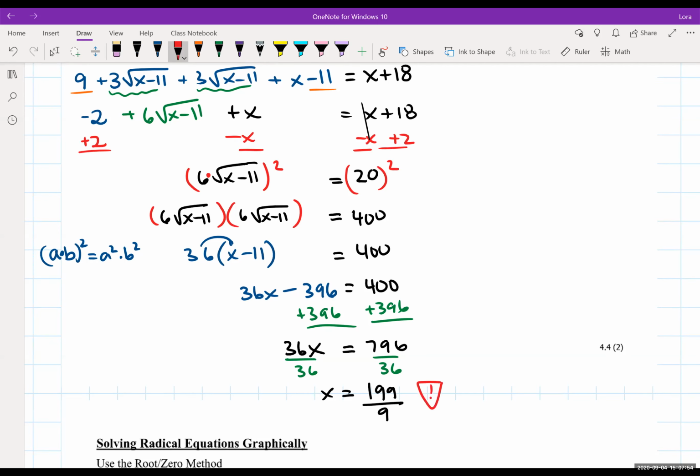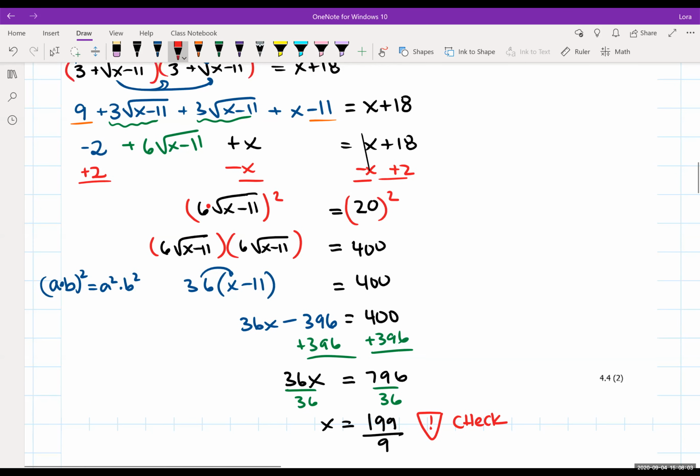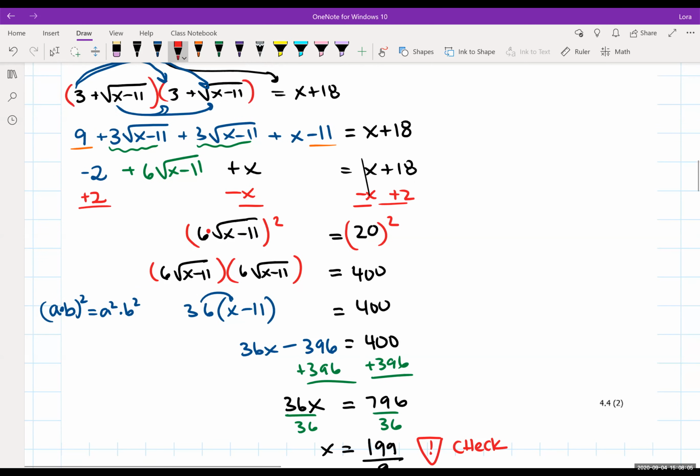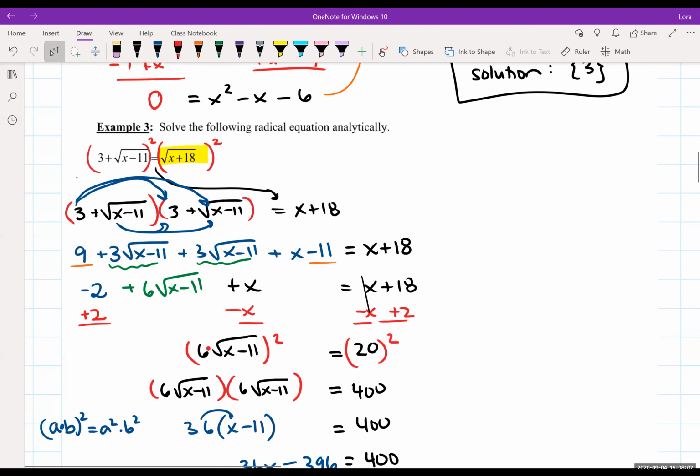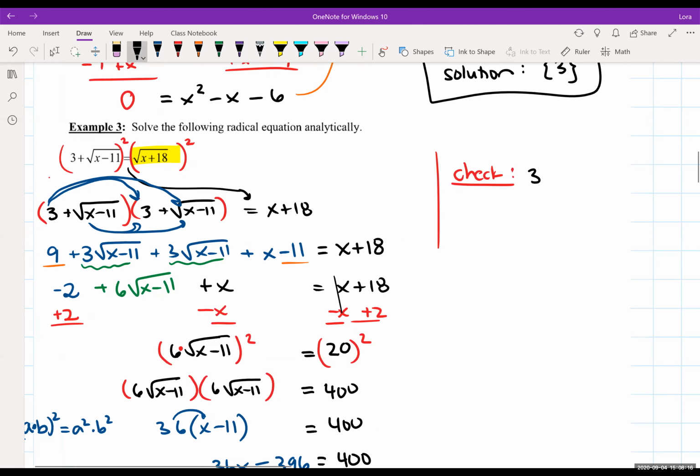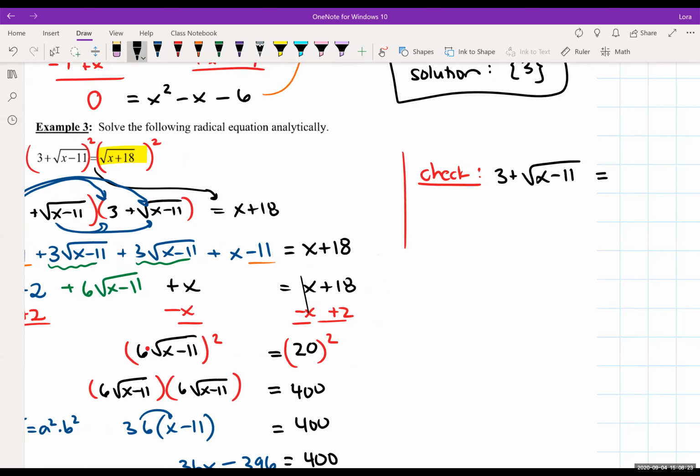Now, before we circle it, we must remember that we have to check it. If we don't, we could have this extraneous solution. So what I will do is go back to my original equation and label this side work as your checking part. And I'll double check what is happening. So I have 3 plus square root, I'll write it over again just so you see this, x minus 11 equals the square root of x plus 18.